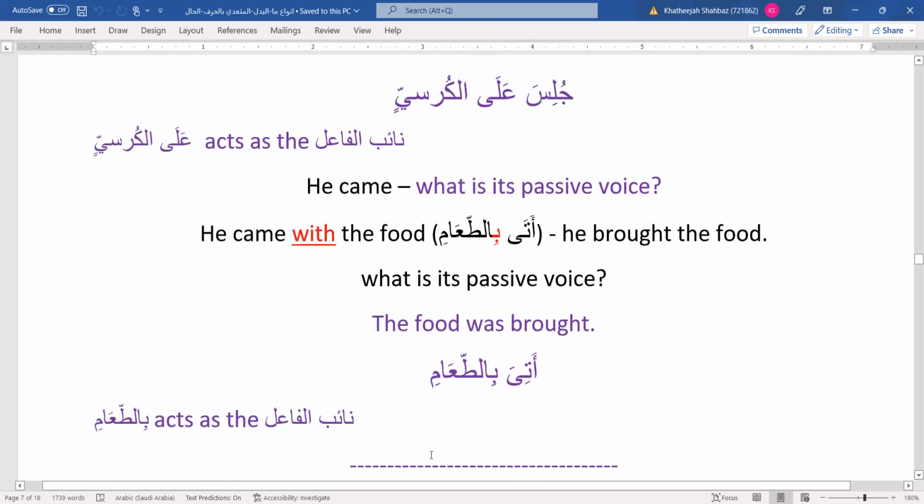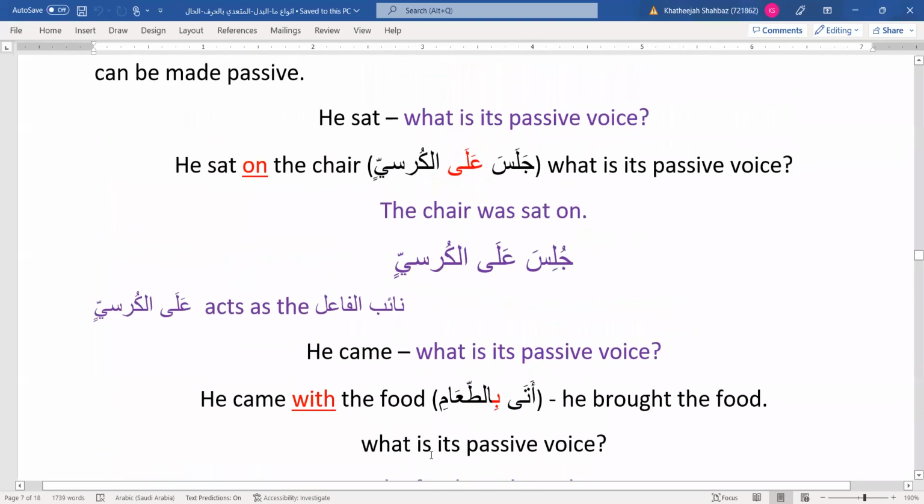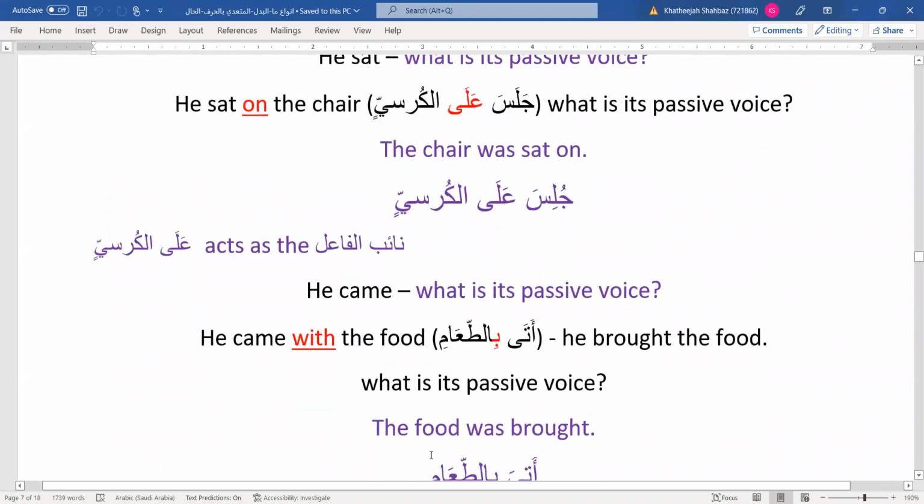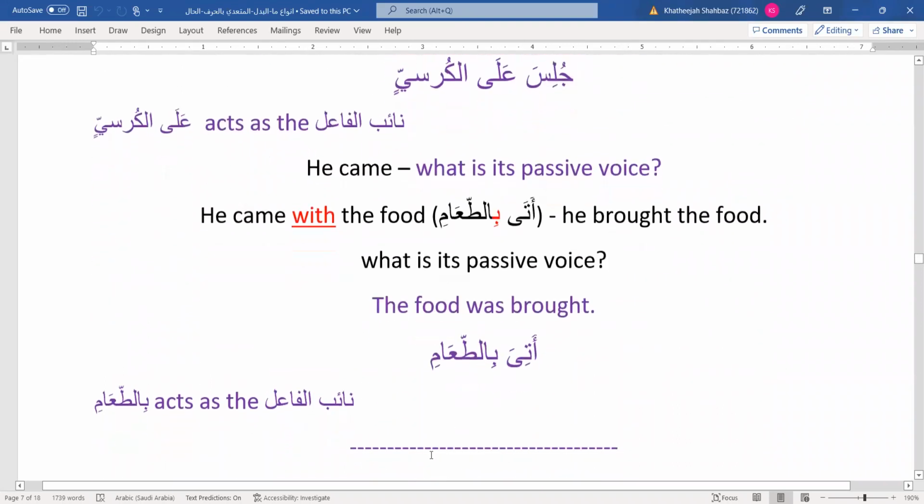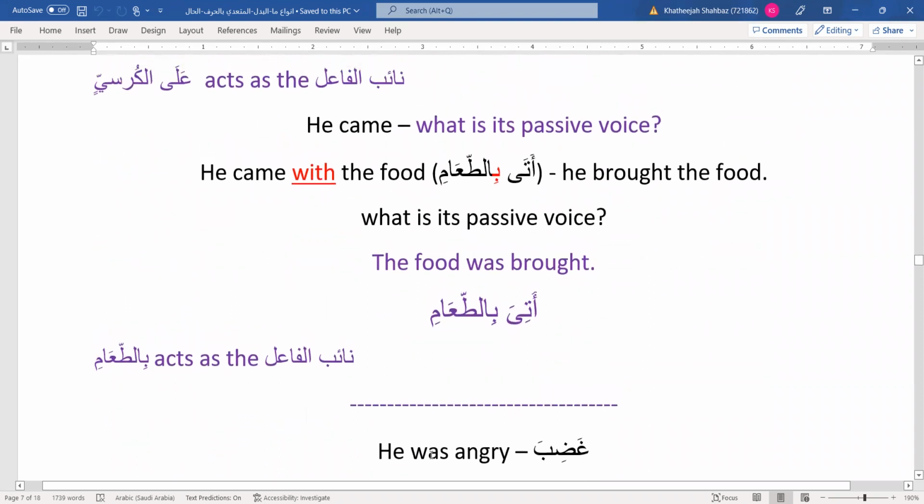So we have done two examples so far. Jalasa, he sat. Ata, he came. Now we are going to use a third word, ghadiba. Ghadiba means he was angry. Does it generate the question who or what? It's a question for the class. It doesn't. No, it doesn't. So what does it mean? Is it al-failul lazim or al-failul muta'addi? Failul lazim. It's a failul lazim.